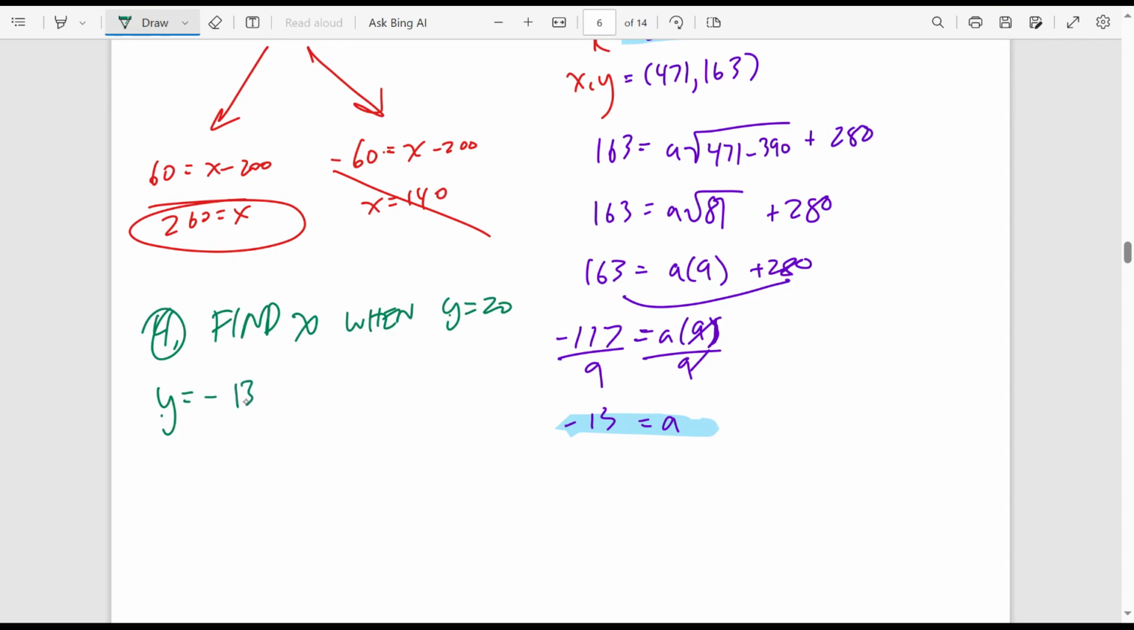So at that point, I'm going to plug in the 20 and say at that point it can't exceed that. So these ones are like, is it true that they did it right? 20 equals negative 13 times the square root of x minus 390, plus 280.